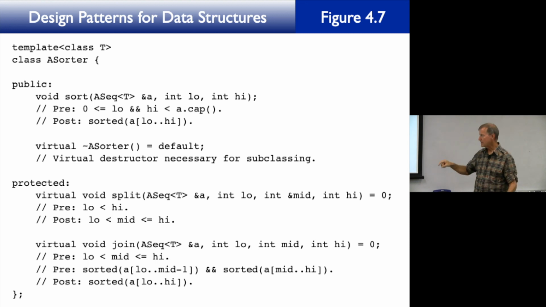Are we good? And then what about join? Join also has the array and low and mid and high. But this time, mid is what? Called by value, because the job of join is not to change mid. It's given mid, and it's to join them. Is everybody clear on that?